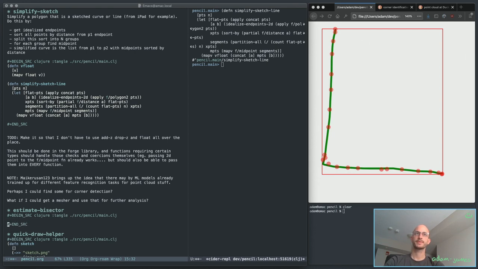Okay, estimate bisector to try and find corners. I could do line intersections. The idea here is take the middle segment's midpoint for a few steps.